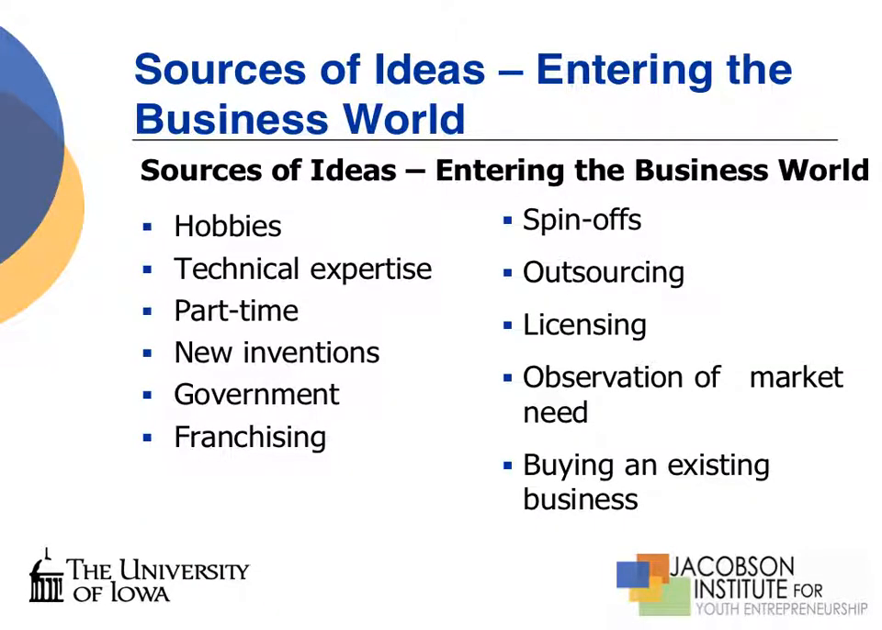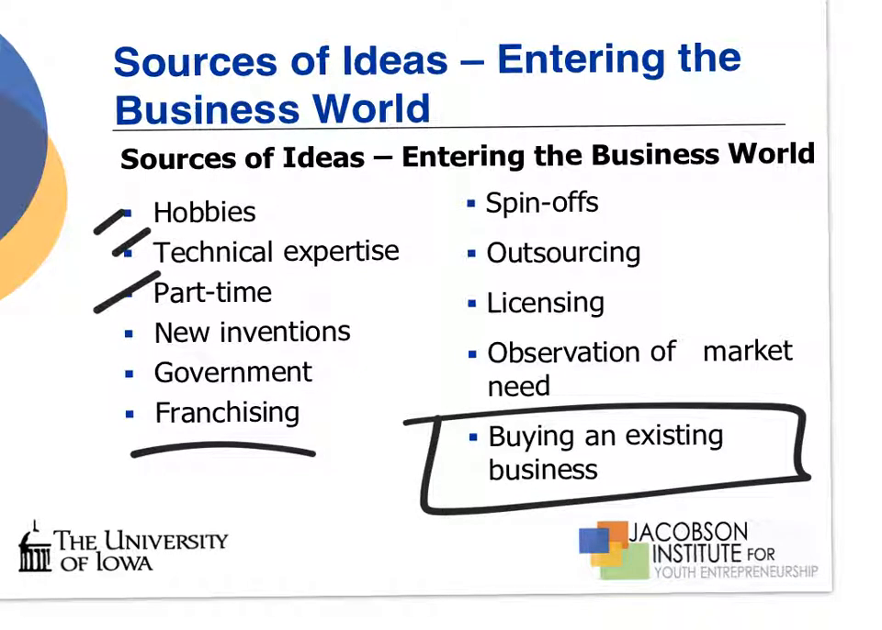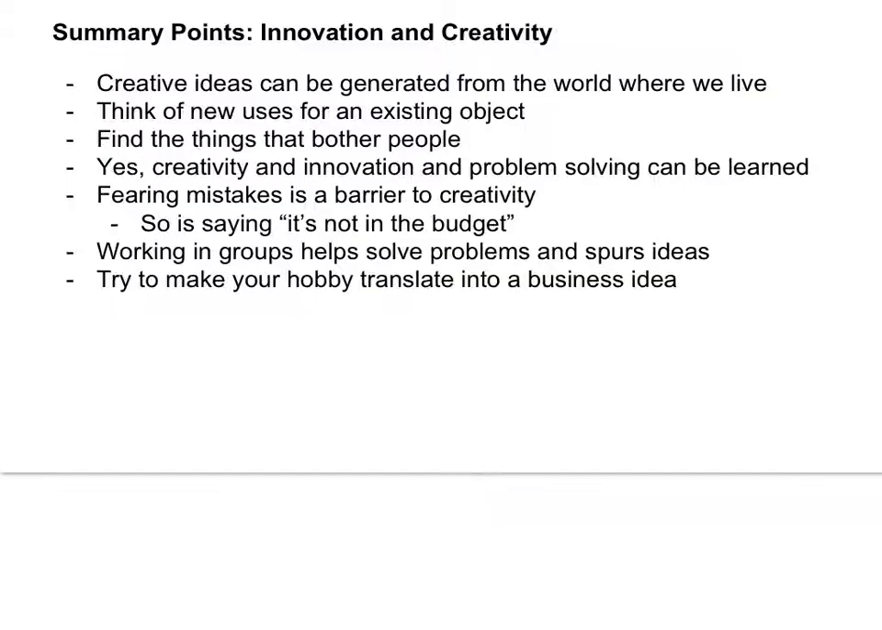Other things to think about, you can see a list on here. We try to focus on our hobbies. Maybe we have a technical expertise. Maybe we do something part-time, or maybe we can franchise and learn from somebody else. The other option, by the way, I wanted to highlight is maybe you can buy an existing business or license what someone else does. All of these are good ideas, but I wanted you to know there are multiple ways to get into the business world.